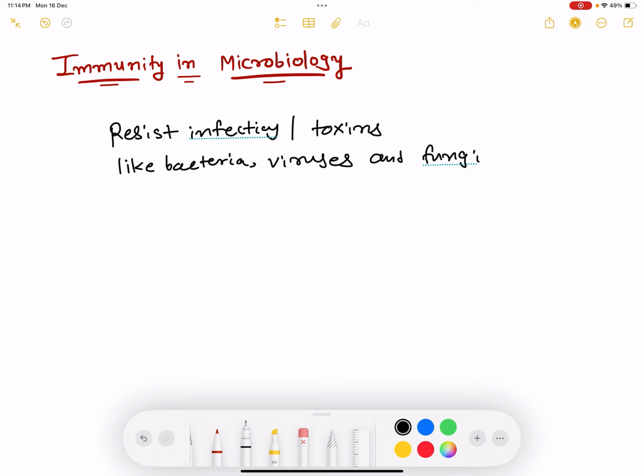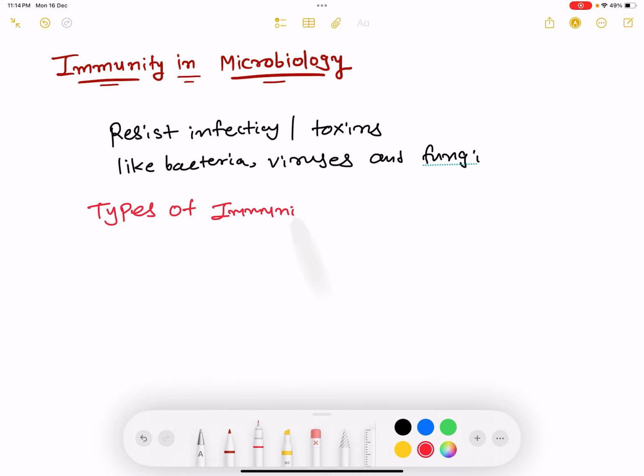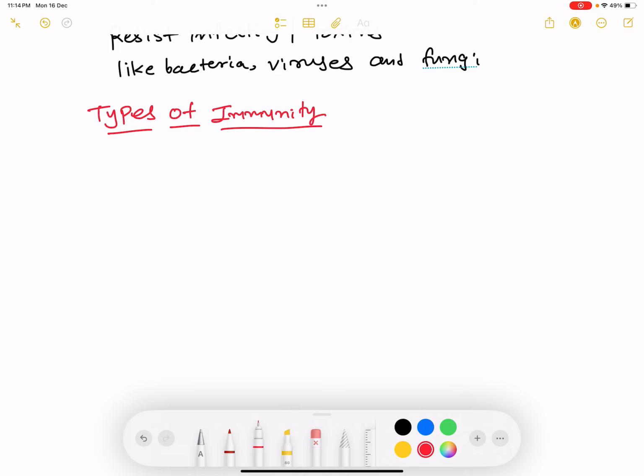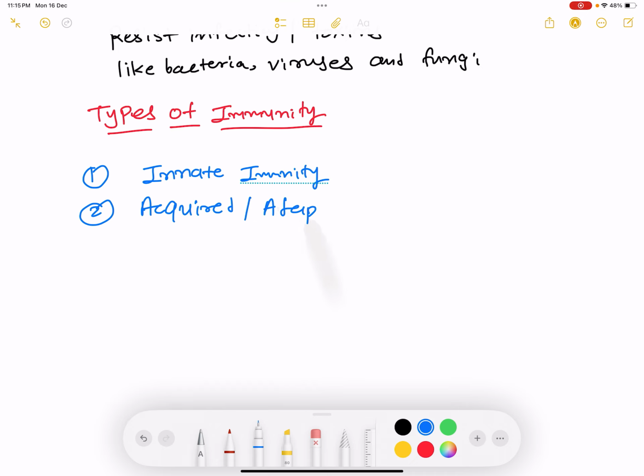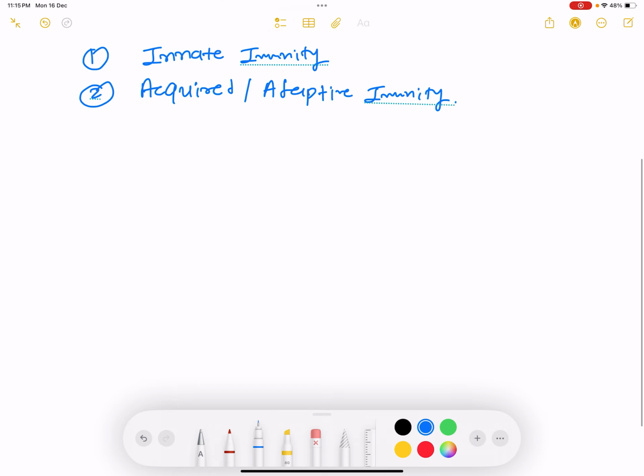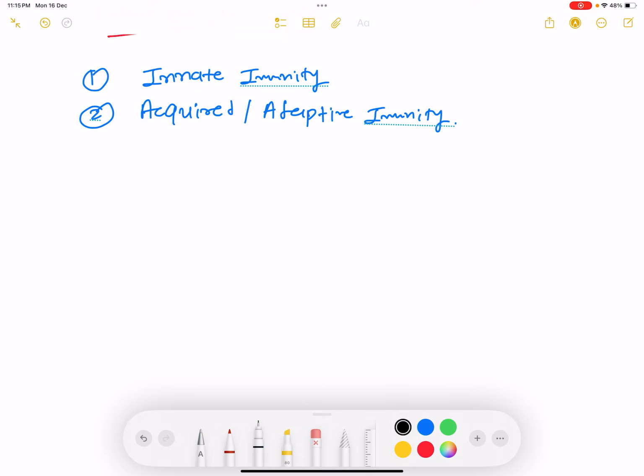So, we are talking about types of immunity. Immunity can be broadly classified into two types. First is innate immunity, and second is acquired immunity, that is also called adaptive immunity. So there are two types of immunity.